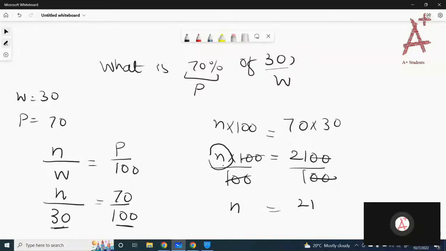Please note down the example. I'll wait for a while. Okay, good. Let's do another one. So that means 70% of 30 is 21.